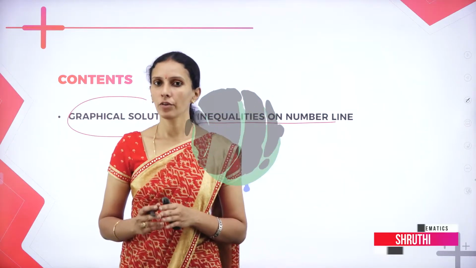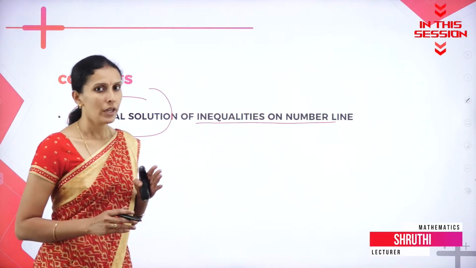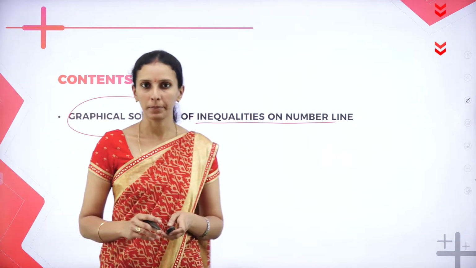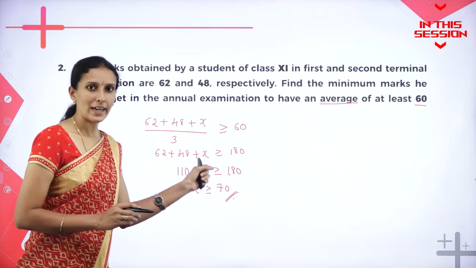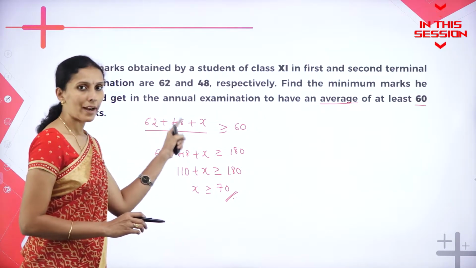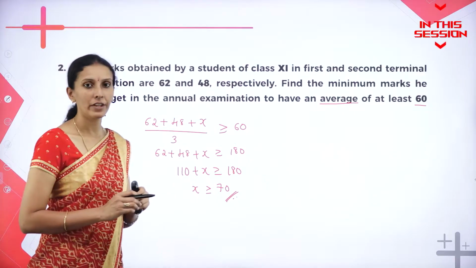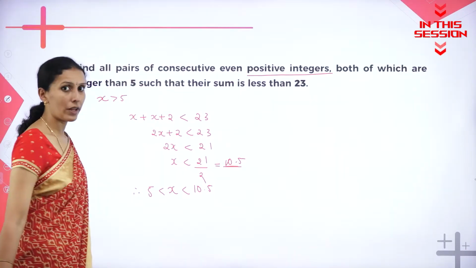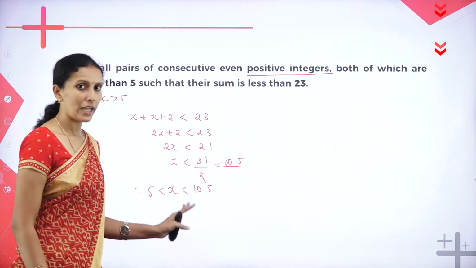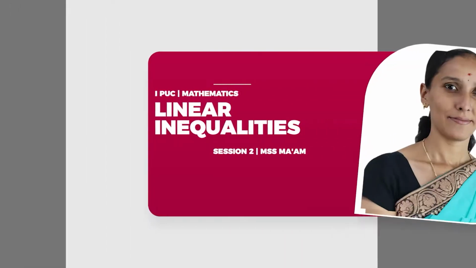So number line, we know it's a one-dimensional plane. We are going to study the solution of these inequalities on number line. So he has to take at least minimum marks of 70, so that when we add all the three examinations, his average will be 60. We have to take only positive integer. 10.5 is not an integer, but we can take 10 as an integer.